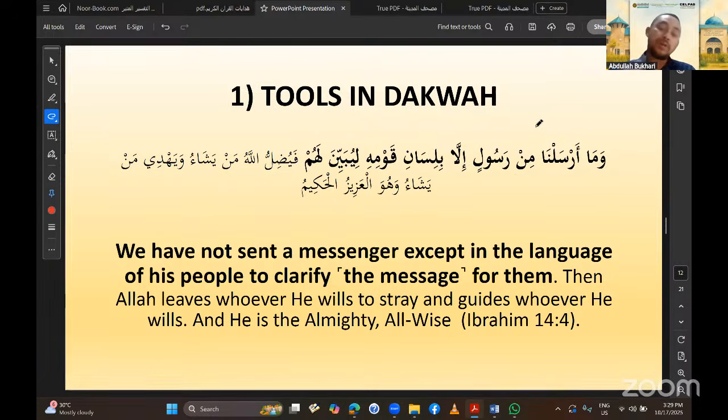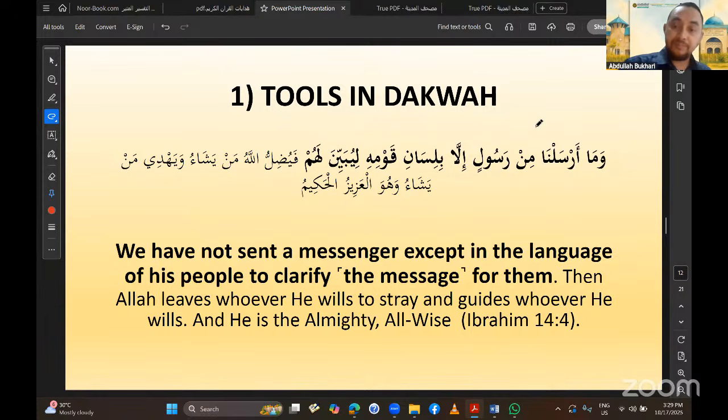Okay, the first one, what is the importance of learning language, regardless which language you learn in CELPAD? It is the tools of da'wah. The tools of da'wah. Okay, we all know that as a student of this university, we are the preachers. In the future, maybe we are the preachers. So we should bring along with us the message of Islam.